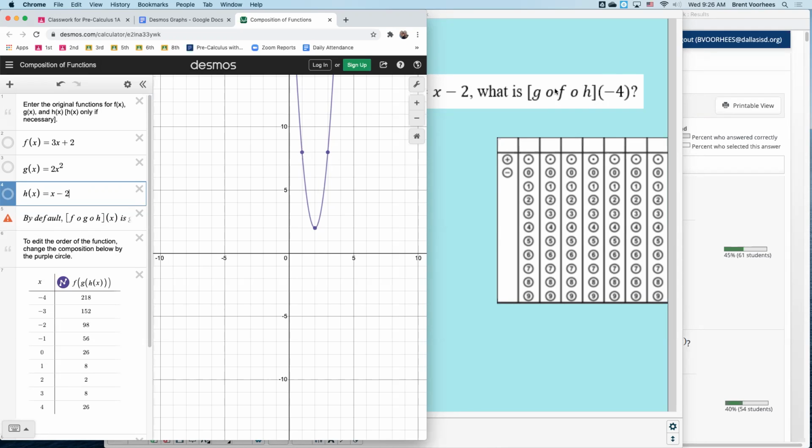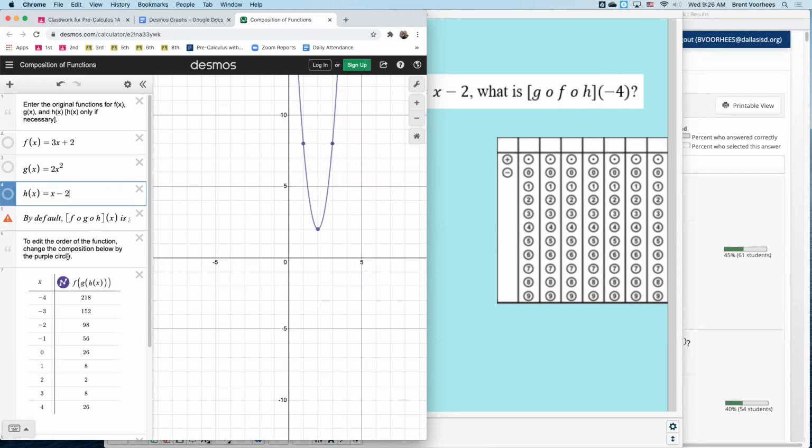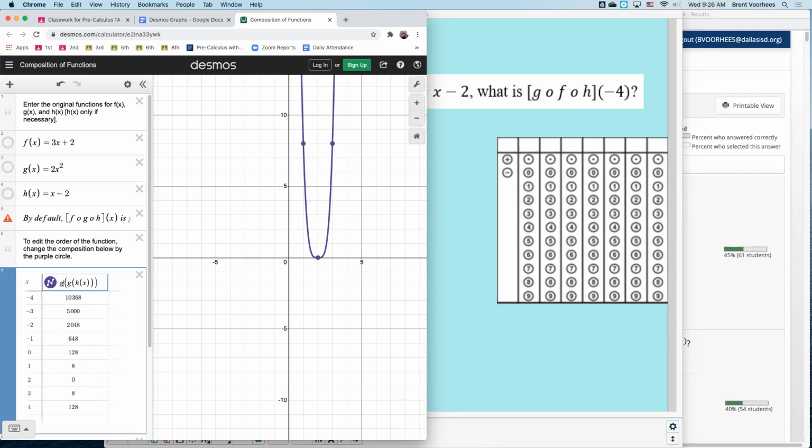We need it to be a G followed by an F followed by an H. So the way to do that, what it says here, to edit the order, change the composition below by the purple circle. So it's talking about right here. Instead of F, G, H, it needs to be G, F, H. And so now this is a proper graph.